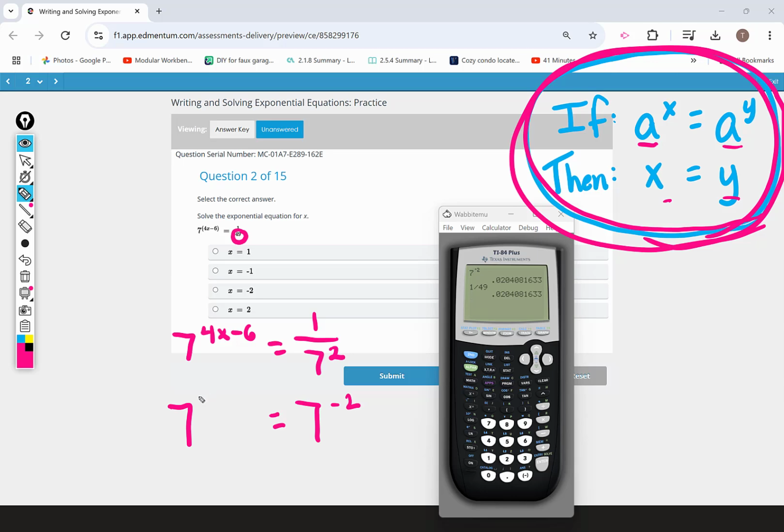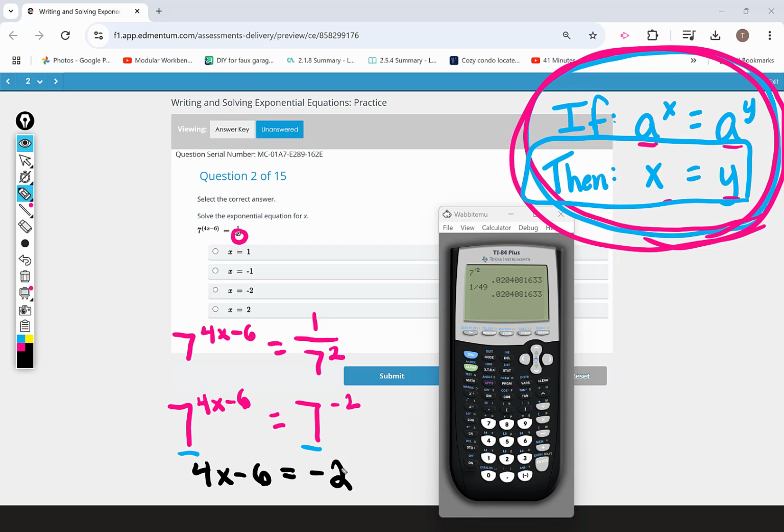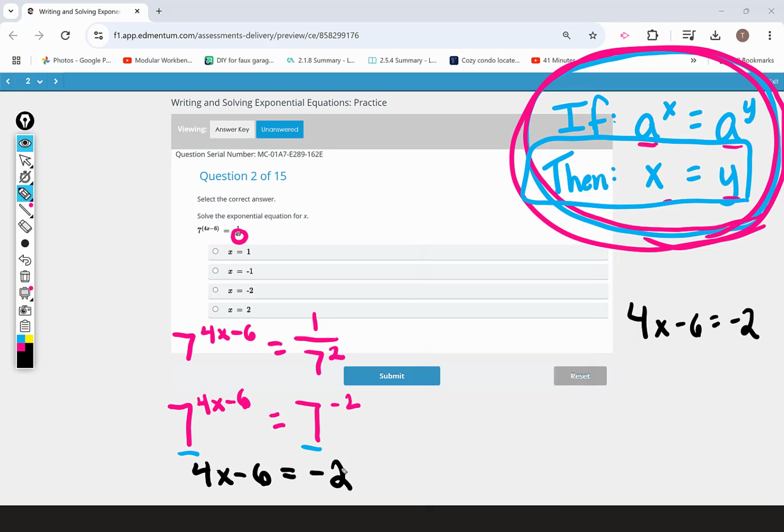So now the hard part is finished. Since the bases are equal in this problem, a 7 and a 7, we can go straight to the then part of this statement and set our exponents equal to one another. So we can set 4x minus 6 equal to -2. As always, I did not plan my spacing well, so I moved it to the right-hand side.